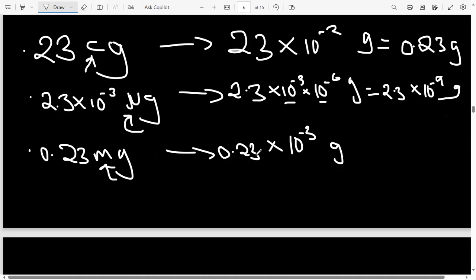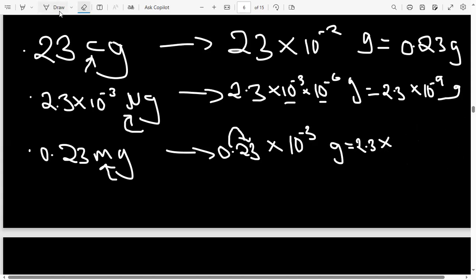So it should be like this. And then we want to make this greater than 1. So we are moving now this guy one step to the right. So we have 2.3 multiplied by 10 to the power minus 1, because we have moved one step to the right, and then multiplied by 10 to the power minus 3, and then grams. So we see that this and this are the same, so we can add the powers. So what are we going to have there? 2.3 multiplied by 10 to the power minus 4, right?